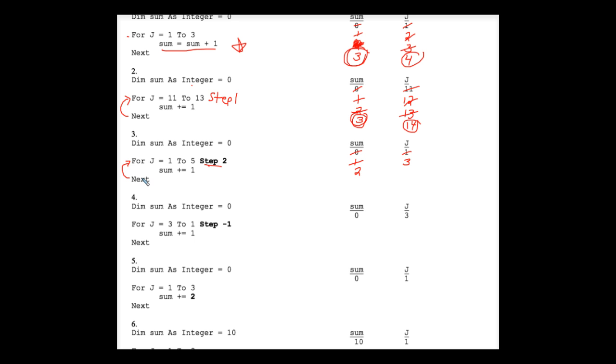We hit the word next, which means go back up to the top. And we step by 2. So J goes up to 5. Now you do have to ask the question, are you supposed to go through the loop again or not?